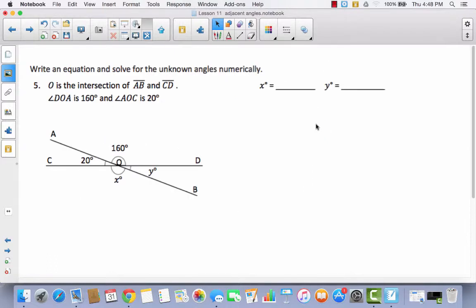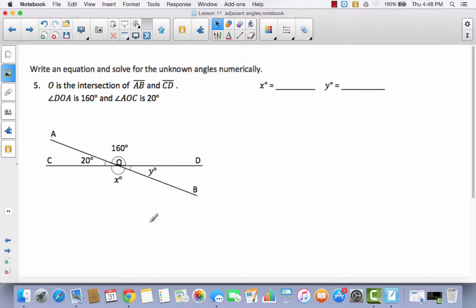Okay? All right, write an equation and solve for the unknown angles numerically. O is the intersection of line segment AB and line segment CD. Angle DOA is 160 degrees and angle AOC is 20 degrees.